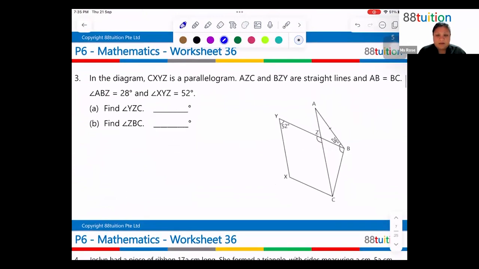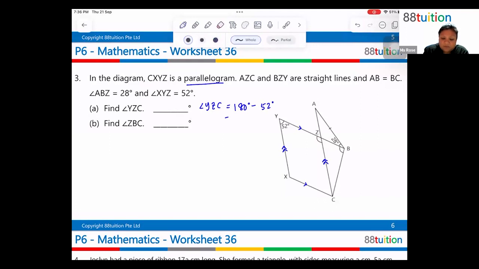Now, here you need to know the property of a parallelogram whereby CXYZ is a parallelogram. So mark it up. So the purpose of telling you that this is a parallelogram is so that you can mark up. So that makes angle YZC equals to 180 minus 52 to give me 128 degrees.